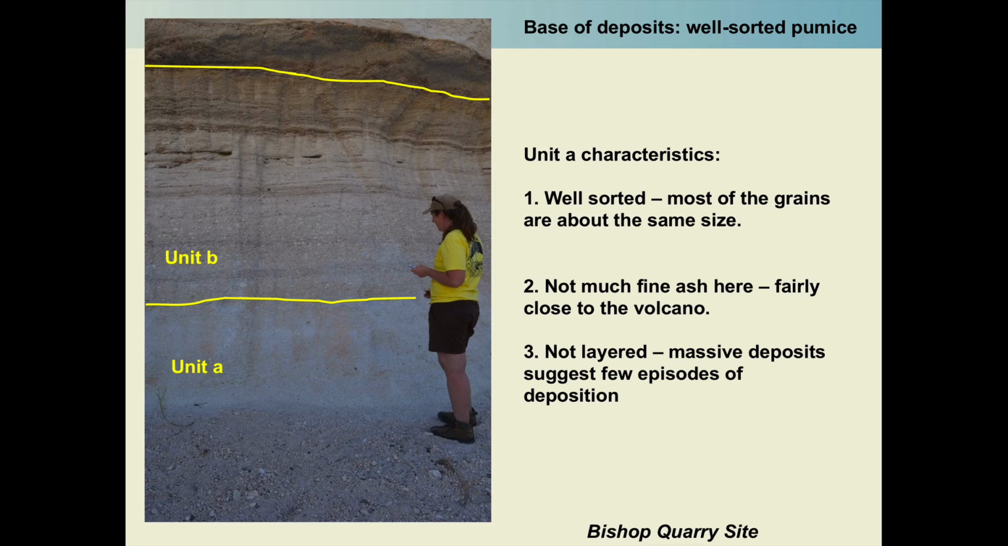Okay, so if we zoom in here and look at a close-up, I have a former student here for scale. The bottom, Unit A, has these following characteristics. It's well sorted, most of the grains are about the same size. There's not much fine ash, it's mostly just pumice. It's clast supported, which means there's not a lot of fine ash connecting the big pumice clasts. And it's not layered, so it's massive. It's just a big collection of pumice. No layering, no cross-bedding. That suggests a few episodes of deposition. There are a few little weak differences as you go up through Unit A here.